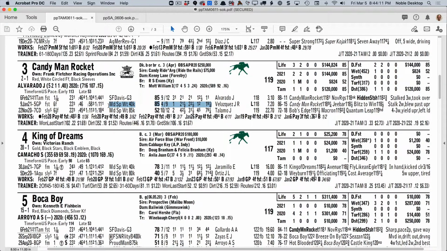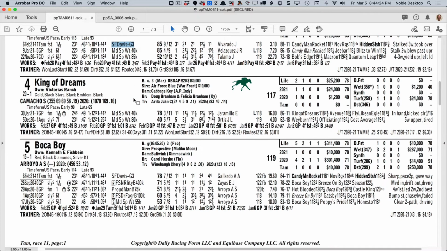He won his maiden race by 9 1/4 lengths, and then he won his last race by 1 length, and that was the Sam F. Davis, which was a Grade 3 race. So that's pretty impressive. Let's just take a quick look.